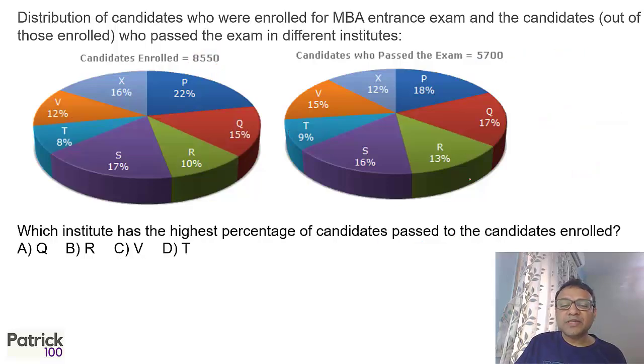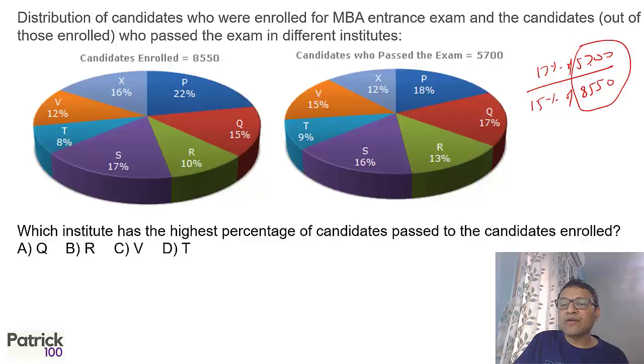Which institute had the highest percentage of candidates passed to candidates enrolled? Here, normally when you compare the values, you have to ignore common calculations. For example, when I calculate for Q, what is Q? 17% of 5,700 divided by 15% of 8550. This is a common calculation for everything, so you can ignore it because you do the same calculation. So you have to only do the uncommon calculation.